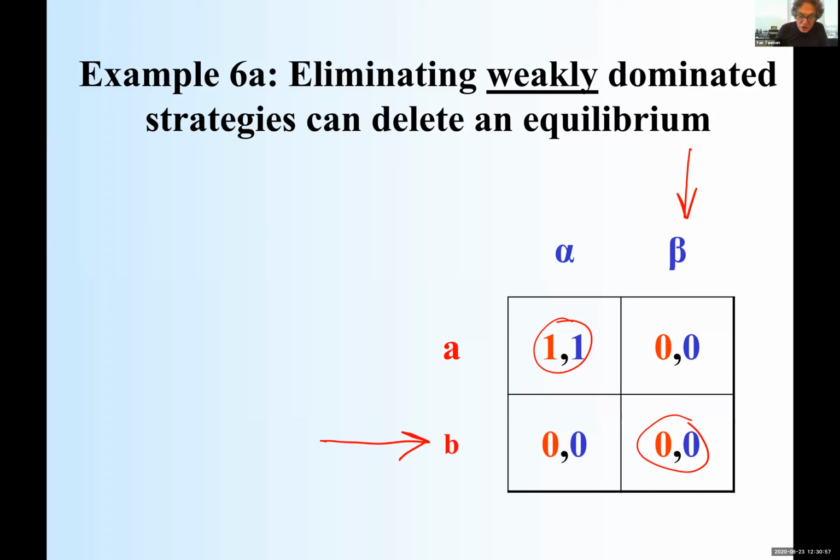Look, why is it a Nash equilibrium? If I deviate from B to A, instead of 0, I'll get 0. And if you deviate from beta to alpha, instead of 0, you get 0. So technically, it's a Nash equilibrium. But this B is a weakly dominated strategy for player 1. By the way, beta is a strictly dominated strategy for player 2.